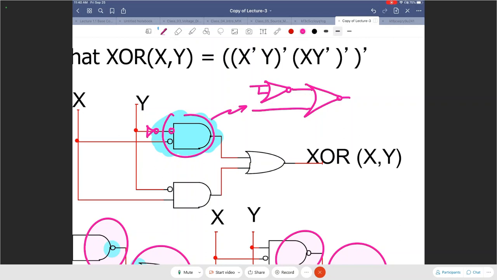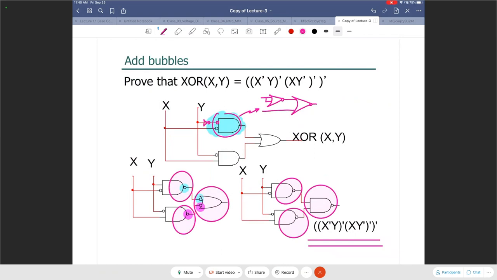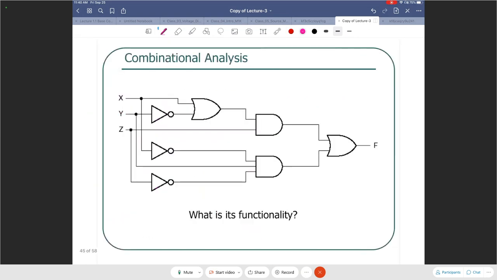All right. Now let's start talking about combinational analysis. What is combinational? What is analysis? Combinational means these type of circuits do not have memory. Combinational circuits do not have memory. So far, whatever we have been seeing in terms of logic diagrams, there was no memory involved.